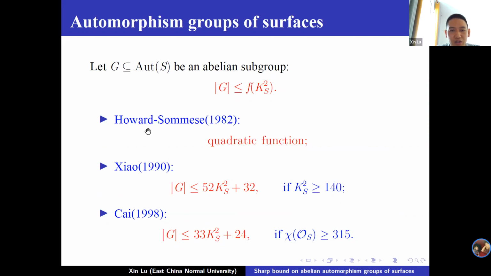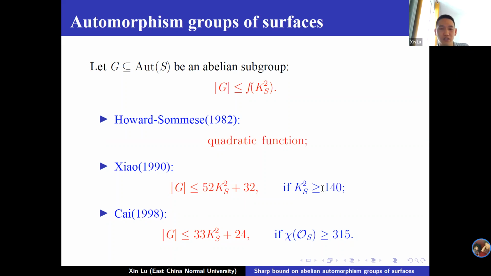First, Howard and Sampson got in 1982 a quadratic bound for this abelian subgroup. That is, the upper bound is a quadratic function in Ks square. And later, Gang Xiao first obtained a linear bound. He proved that the size of an abelian subgroup is bounded from above by 15.2 times Ks square plus 13.2 if Ks square is at least 114.